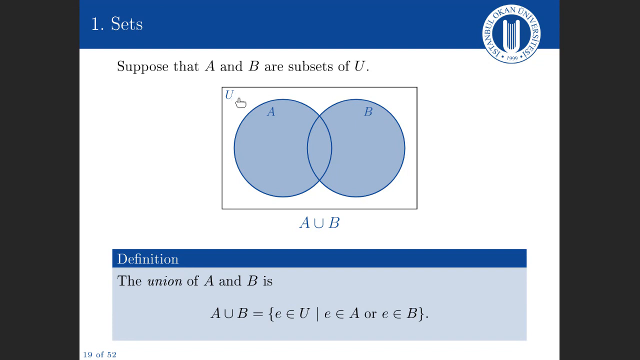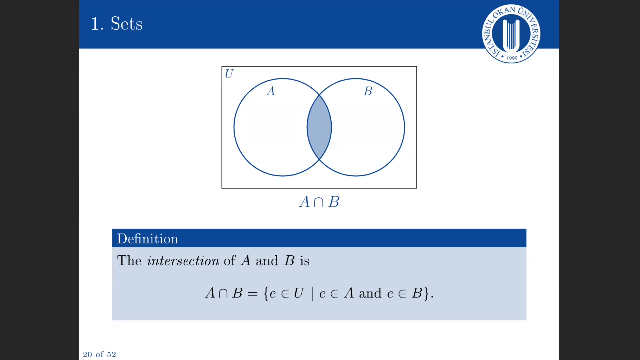And then we might be interested in the set of all elements which are in A or in B. This is called the union of A and B. Or we might be interested in the elements which are in both A and B. This is called the intersection of A and B.